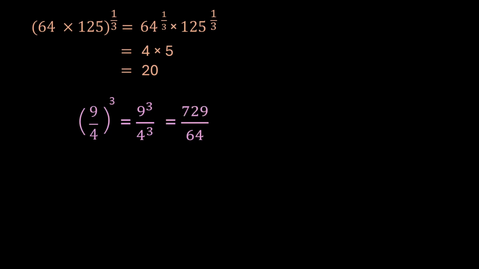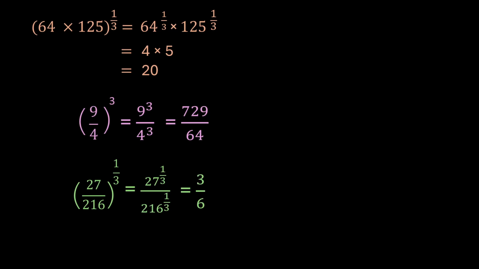Let's head to one more example. We need to find the cube root of 27 divided by 216. Now, this is equal to cube root of 27 divided by cube root of 216. Cube root of 27 is 3 and cube root of 216 is 6. Now we can simplify this and we'll get 1 by 2.